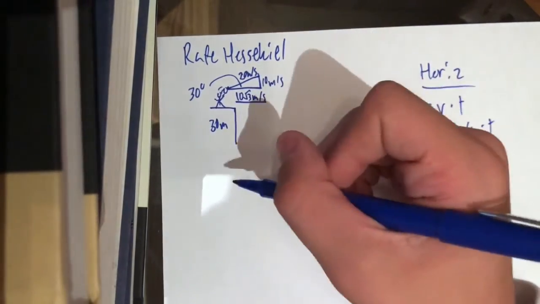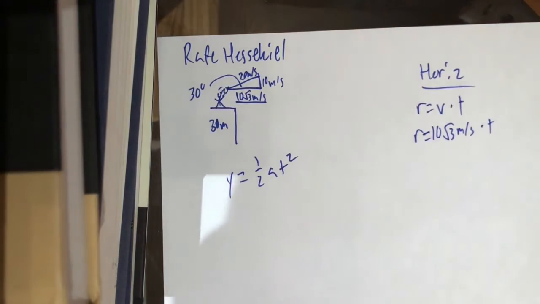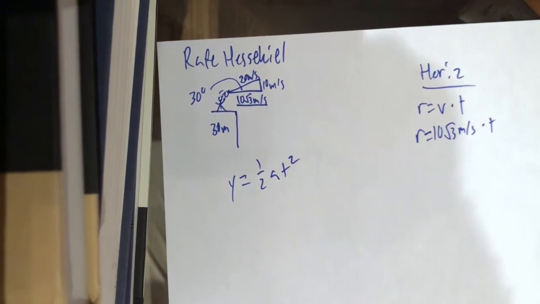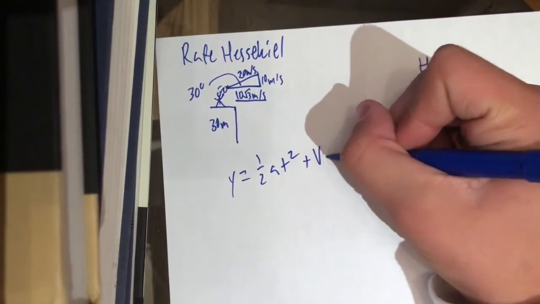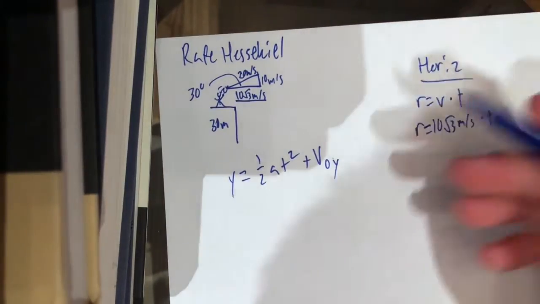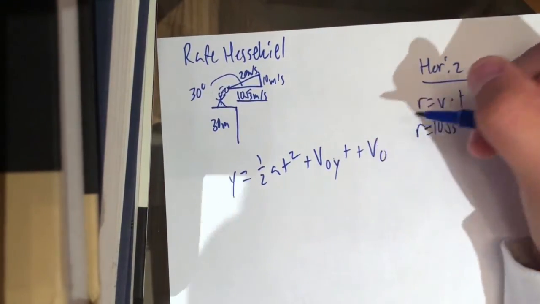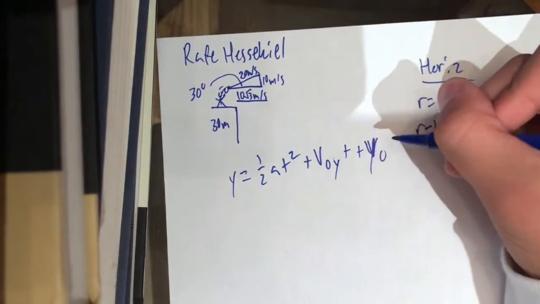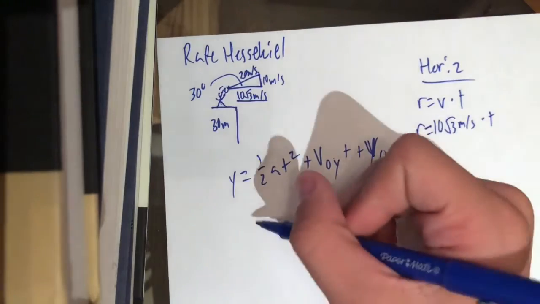So the simple one is just y equals 1/2 a t squared, but we need to complicate this a little bit more and add in plus the initial speed of the y vector times the time plus the initial height, or the initial height of the building. So we can plug all these values in.